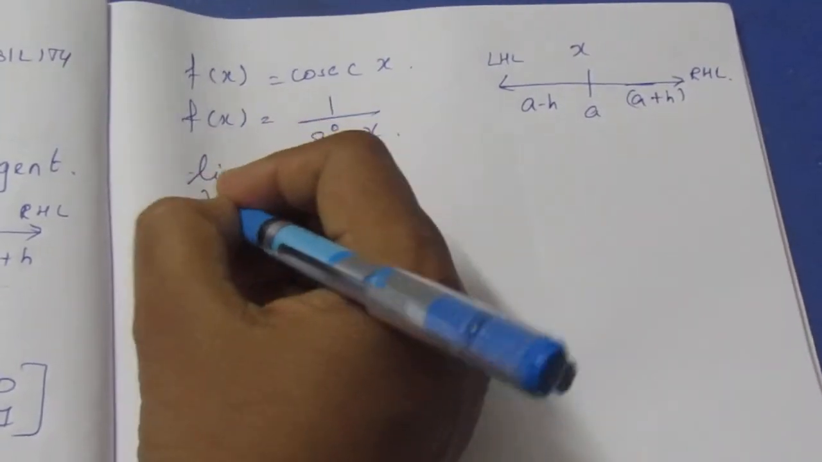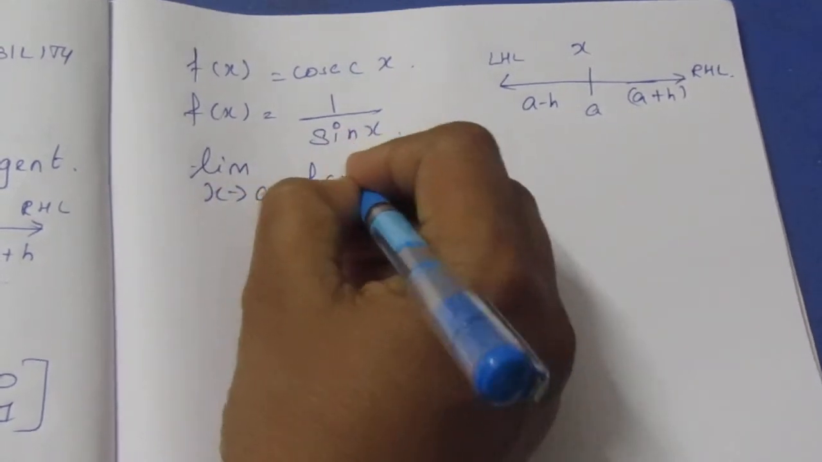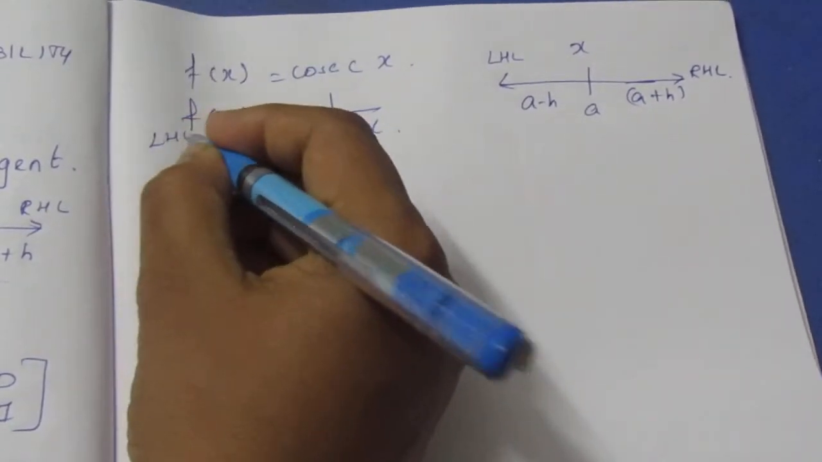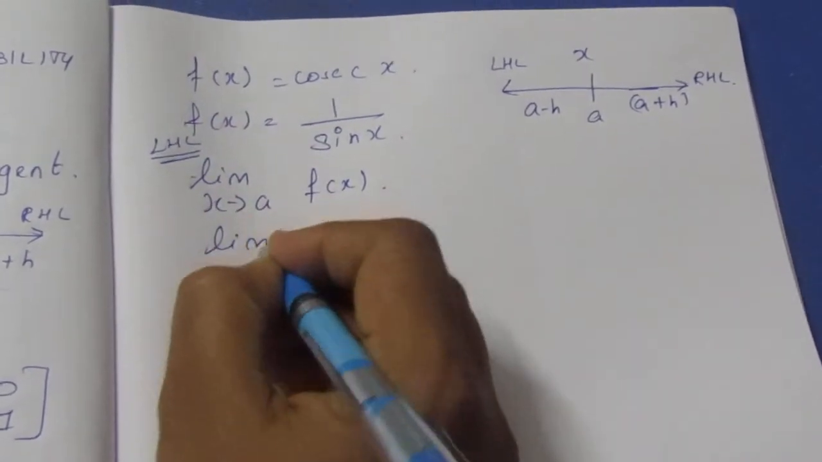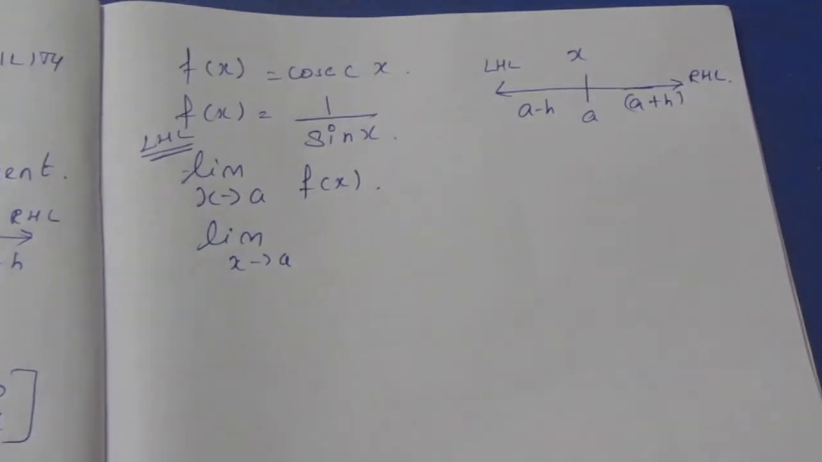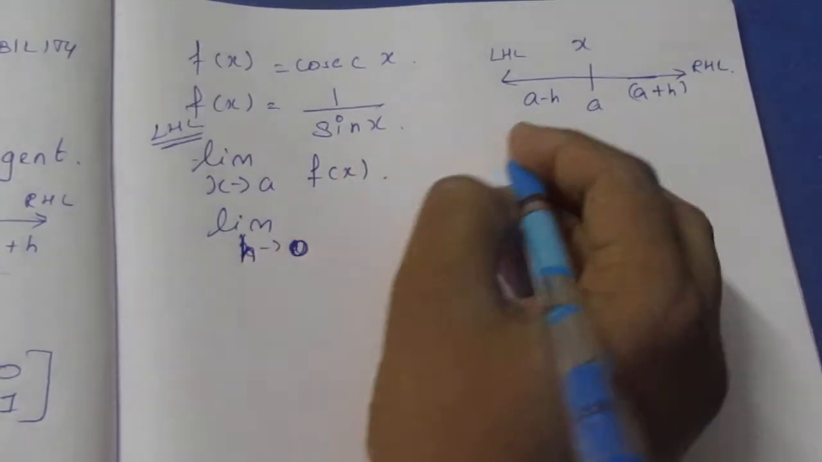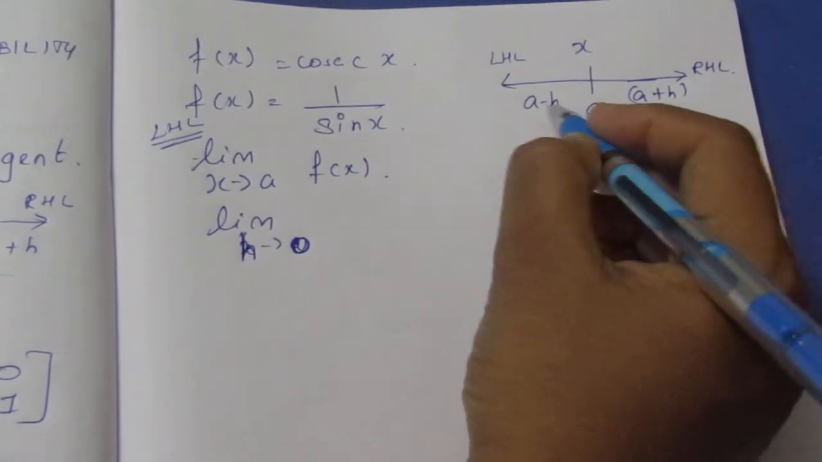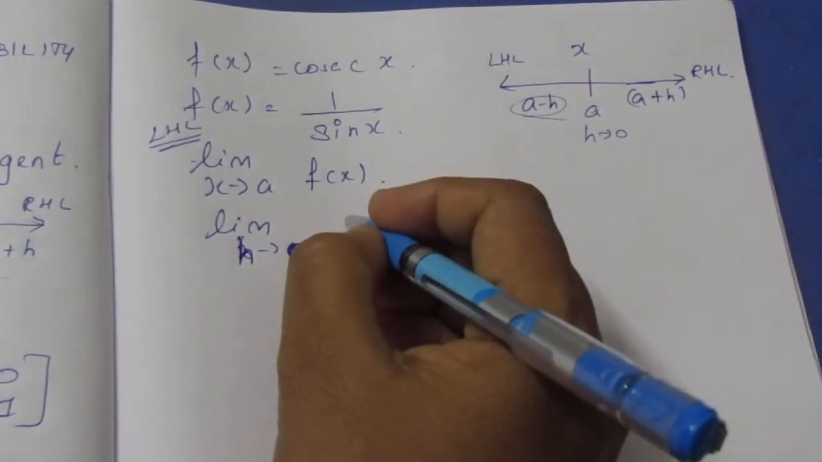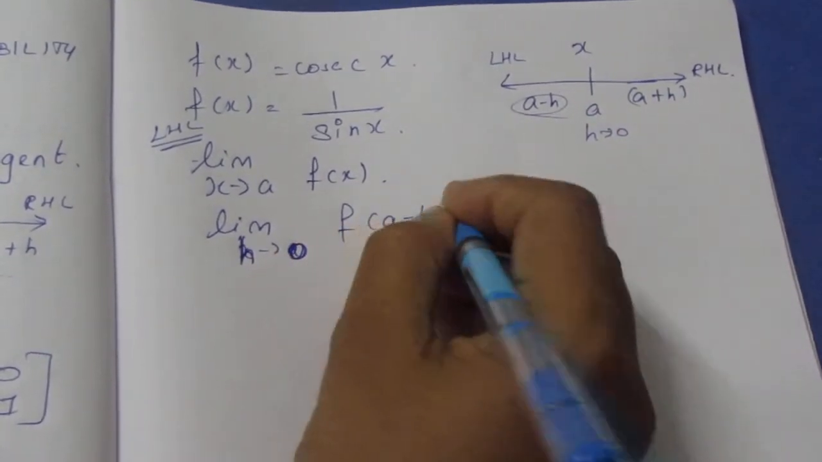Now the limit extends to f of x. For the left hand limit, h tends to 0. Let me take it to be h tends to 0 only, so that I can write a minus h on the left hand limit. So f of a minus h.